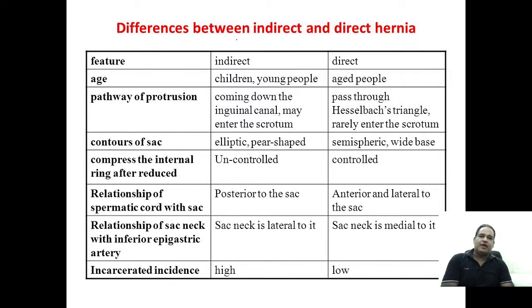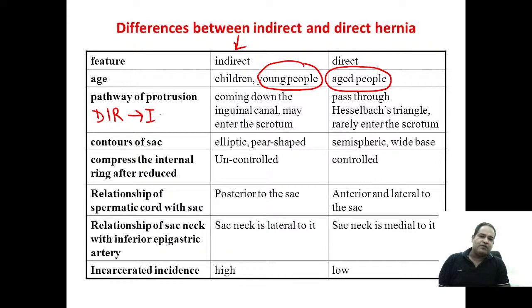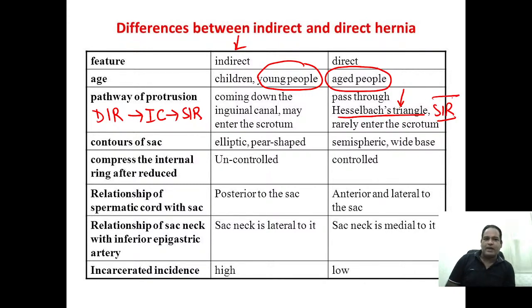You see here. Indirect hernia is common in young people. Direct hernia is common in aged people. Indirect hernia will pass through the deep inguinal ring, then go to the inguinal canal, then to the superficial inguinal ring. Direct hernia will travel through Hesselbach triangle, then go to the superficial inguinal ring.